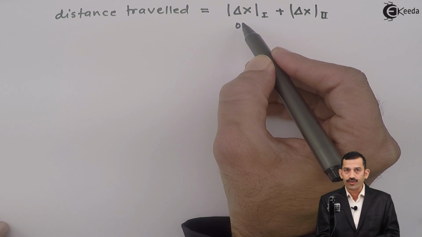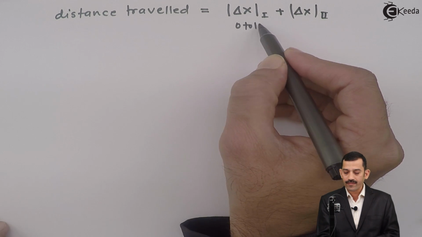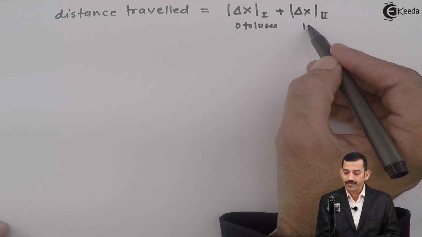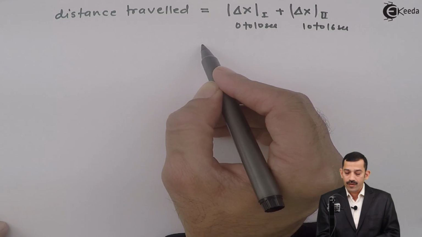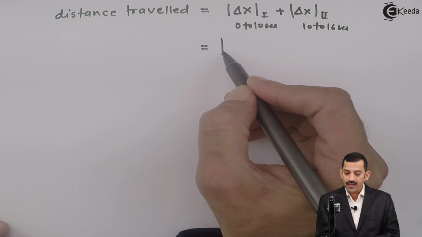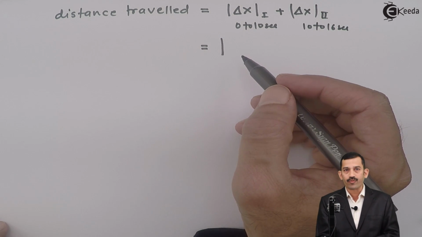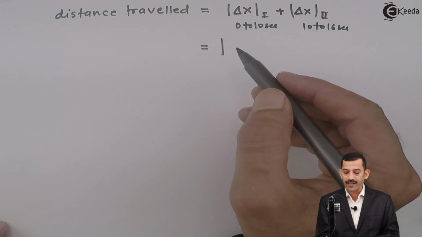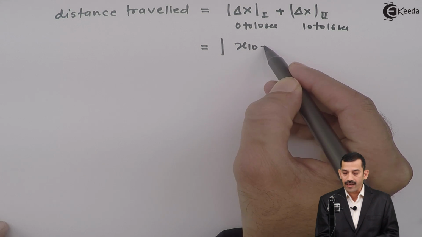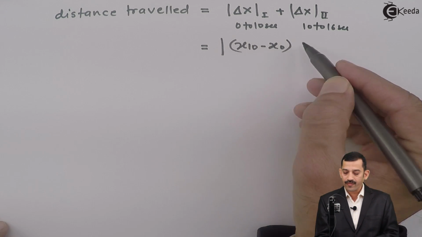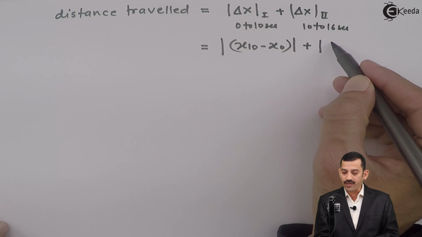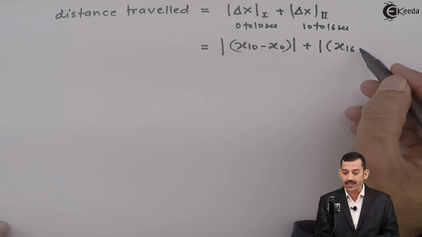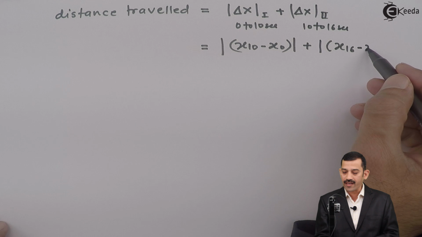The first means 0 to 10 seconds, the second time interval is 10 to 16 seconds. How will we write this displacement? Delta x in the first time interval is again final position minus initial position. Final position means at t equal to 10 seconds, x10 minus x0. For the second time interval, we will write final x16 minus initial position, which means at 10 seconds, x10.